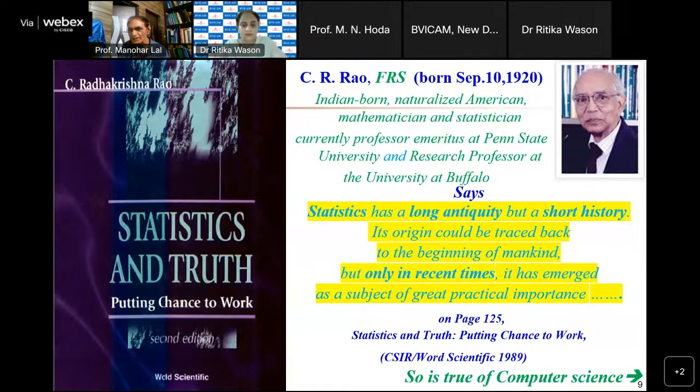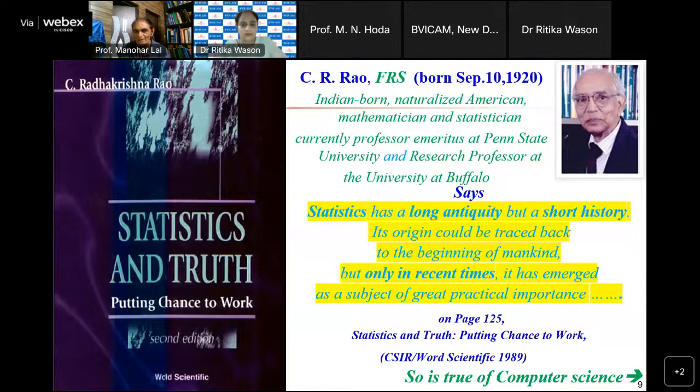Statistics has a long antiquity, but a short history. Its origin could be traced back to the beginning of mankind, but only in recent times has it been studied as a subject of great importance. This is given on page 125 of the book Statistics and Truth: Putting Chance to Work. I'll advise all my young friends to read this book. If they need the soft copy of this, I can send it. This is a really highly readable book.